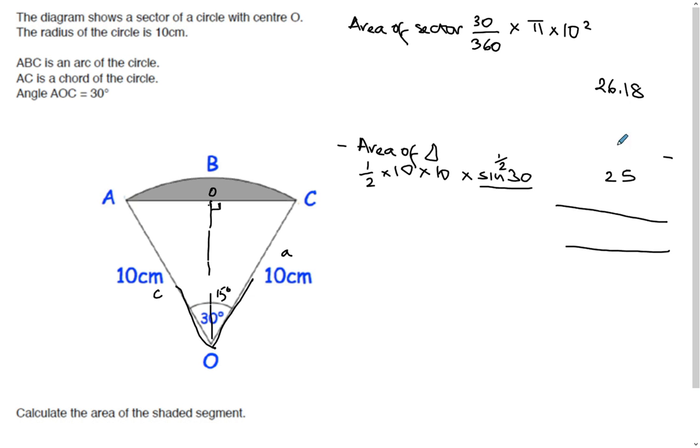So you've got 26.18 minus 25, so you've got 1.18. So the area of the shaded segment equals 1.18 centimeters squared. Okay, let's look at the next question.